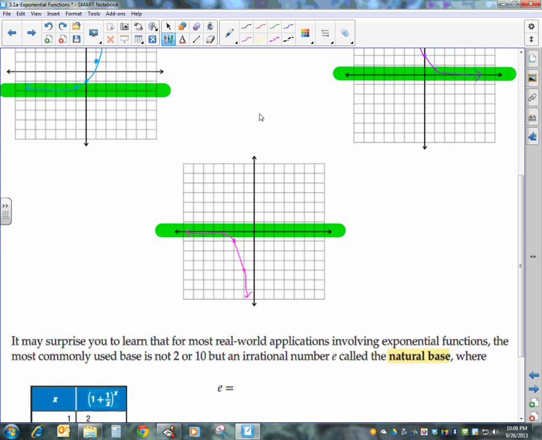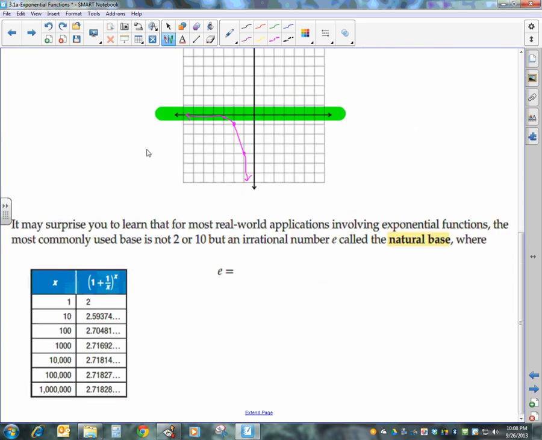All right. The last thing that we need to talk about is something called the natural base. Okay.